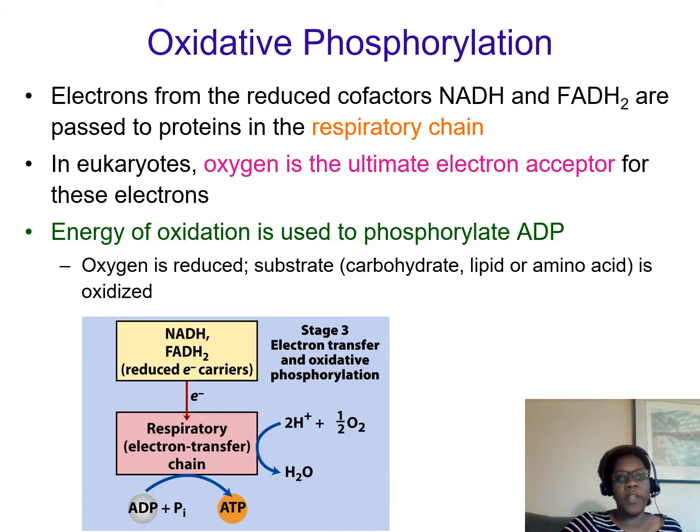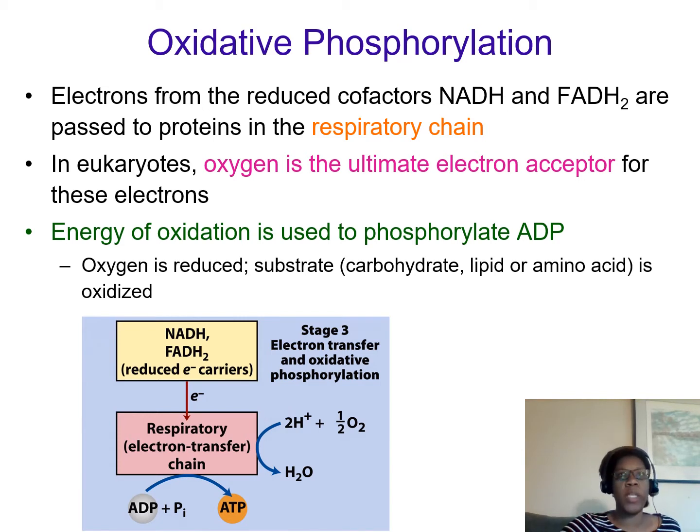So oxidative phosphorylation is when electrons from the reduced cofactors NADH, also sometimes NADPH, and FADH2 are passed to oxygen in the respiratory chain. And that's just when we have aerobic conditions and oxygen is present. We usually create NADH and FADH2 through stage 2 and stage 3. So if we look down here, this is stage 3.